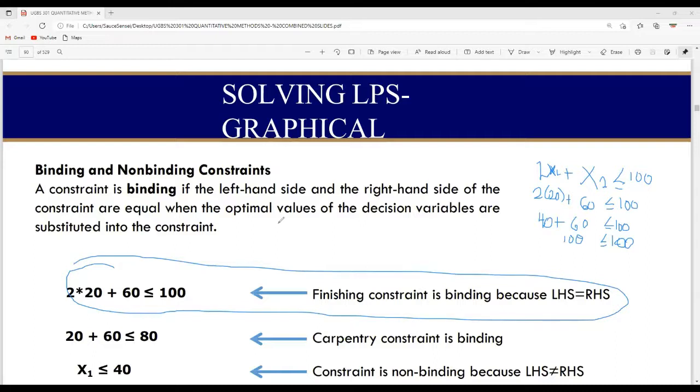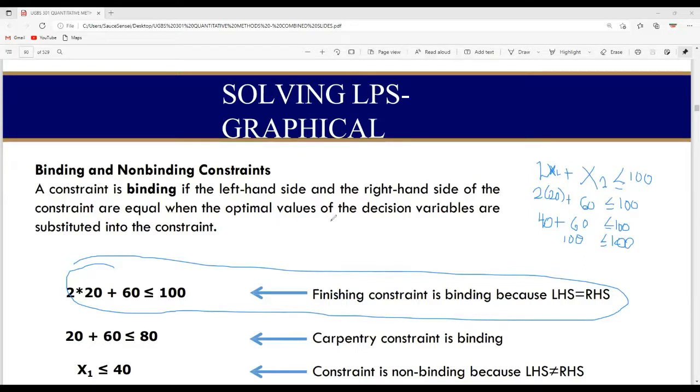So we are saying that a resource is said to be binding if all the resources allocated have been fully utilized. So a resource or a constraint is said to be what? Binding if all the resources allocated to it have been what? Fully utilized. Let's check the carpentry one.